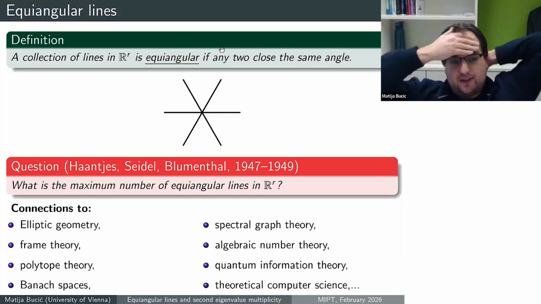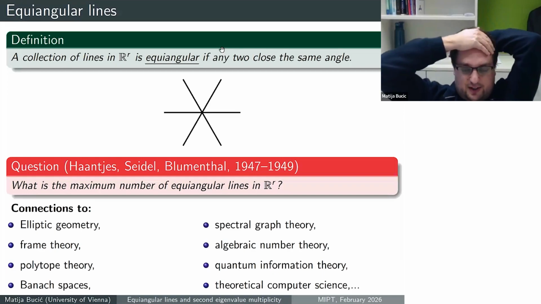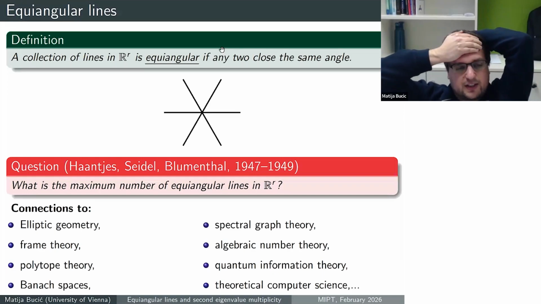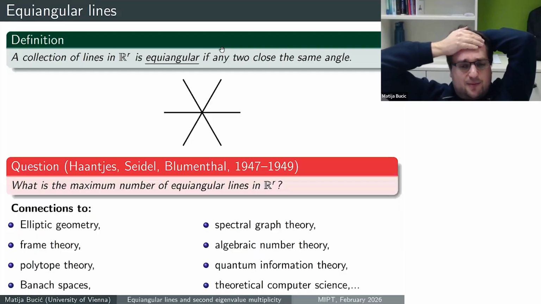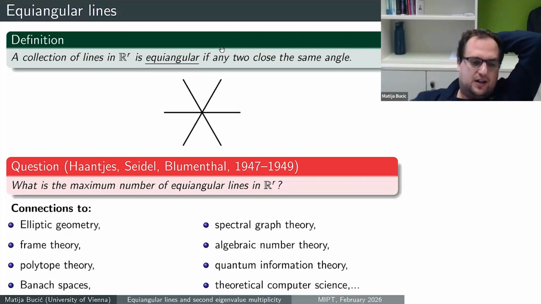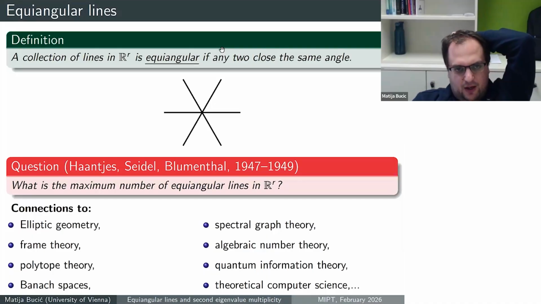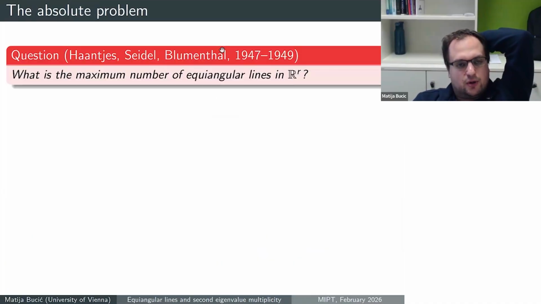So besides this elliptic geometry origins, there is actually quite a few very nice connections to other topics, some of which we'll touch upon briefly as the talk progresses, but for most of them, I will not have time to go into them. But it's quite surprising actually that this simple and very nice question pops up in so many different situations.